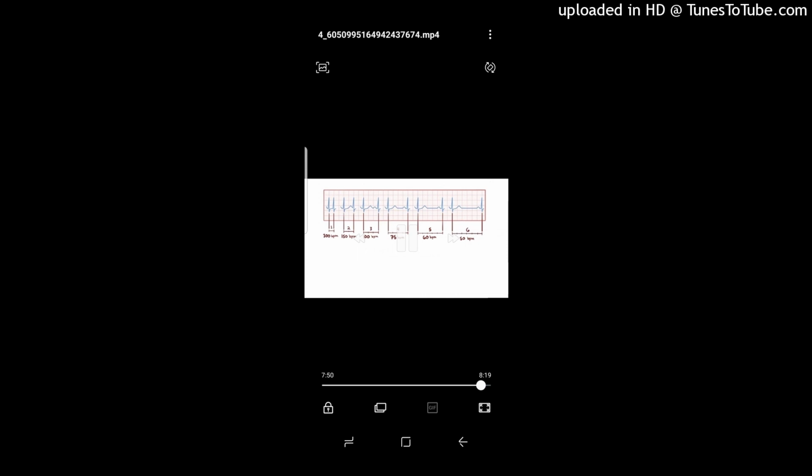Alright, as a quick recap, one quick way to estimate the heart rate on an ECG is to remember that one big box is 300 beats per minute, two big boxes is 150 beats per minute, three big boxes is 100 beats per minute, four big boxes is 75 beats per minute, five big boxes is 60 beats per minute, and six big boxes is 50 beats per minute. To help identify an irregular rhythm, you can look at the morphology or shape of the waveform, and make sure that there's a P wave before every QRS complex, as well as a QRS complex after every P wave.